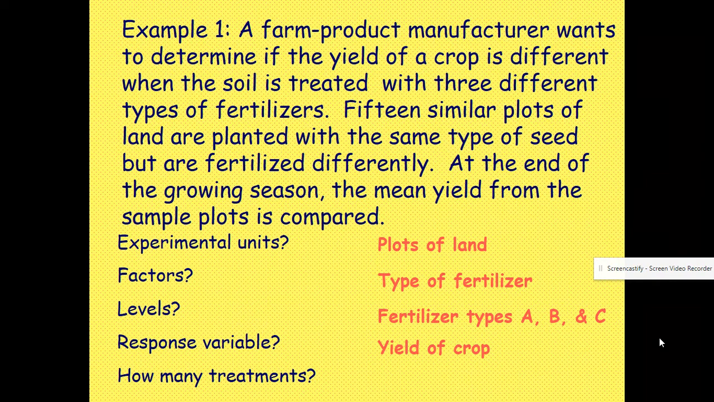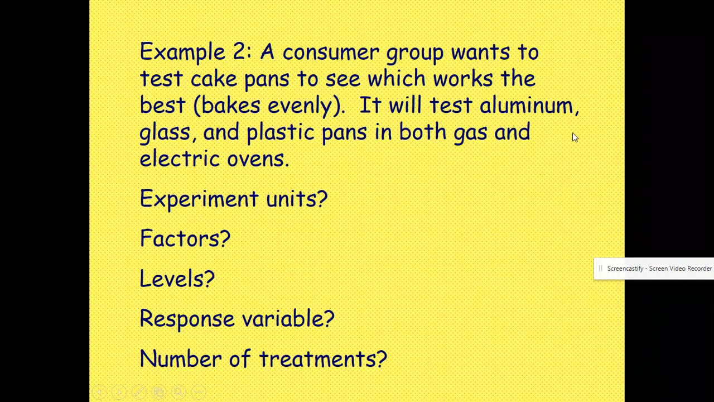All right, and how many treatments are there? 3, because I only have 1 factor with 3 levels, so we only have 3 treatments. Now that one makes sense. Now most of you are like, okay, this is boring, I don't care about plots of land. I get that. This one at least I think is the most relevant to start out with.